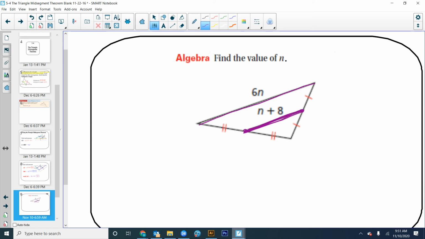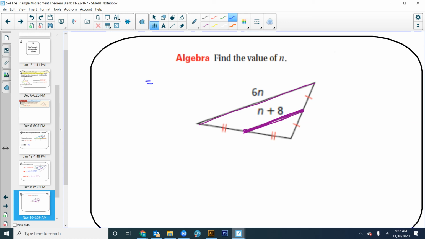Alright, so there are two ways to solve for n. Tell me their relationship, first of all. Jake, do you have any ideas on this one, or no? No. What is n plus 8? How does that compare to 6n? What's the relationship in a mid-segment? You remember? n plus 8 has to be half of the 6n. You got it.